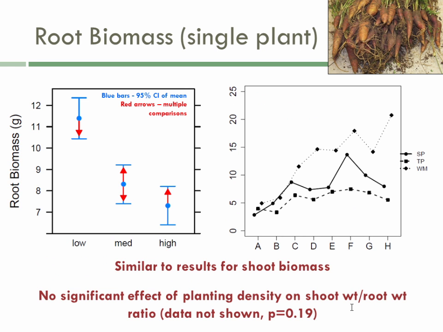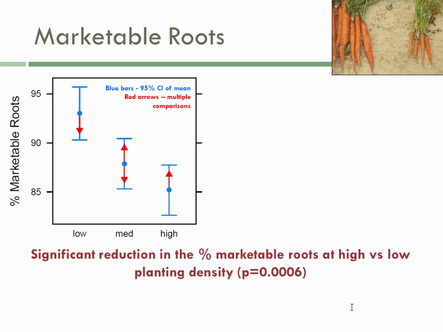Looking at root biomass, the results were very similar, and it should be no surprise that there was no significant effect of planting density on the shoot weight to root weight ratio, which is something I was very interested in and expected to find a difference in, which I'll discuss a little later.